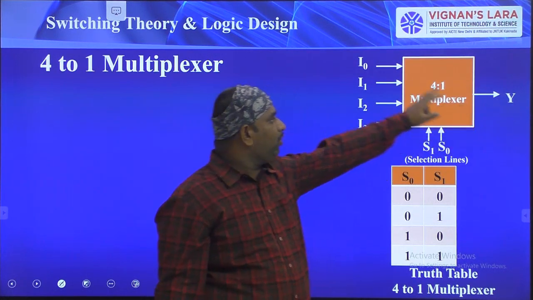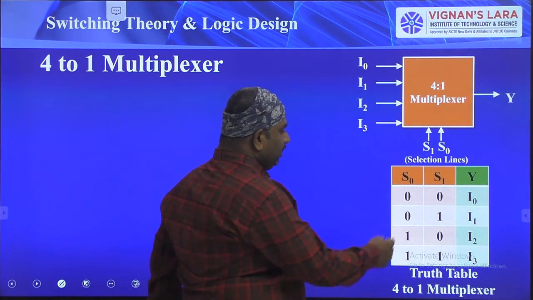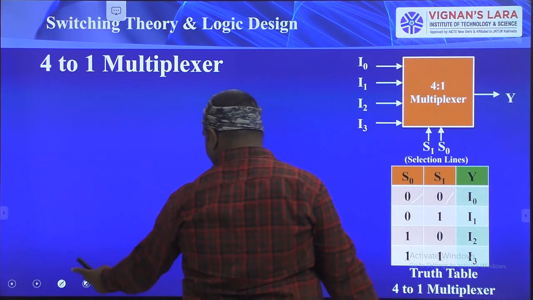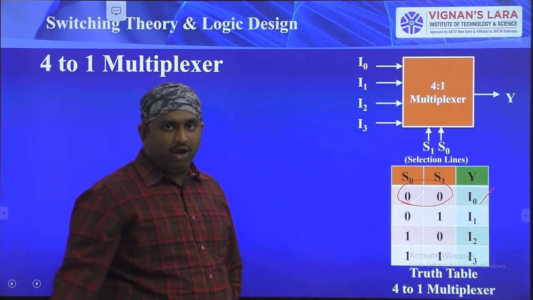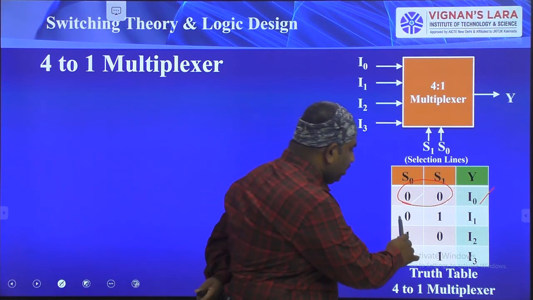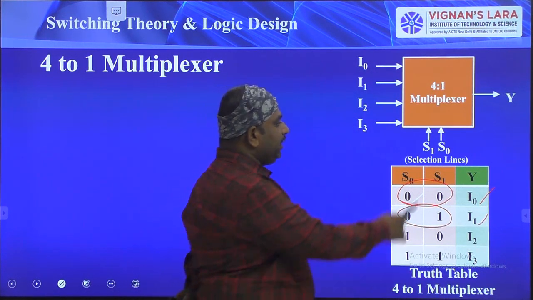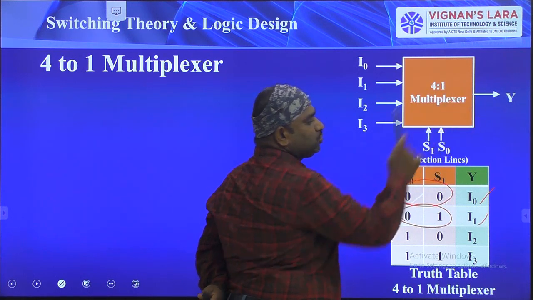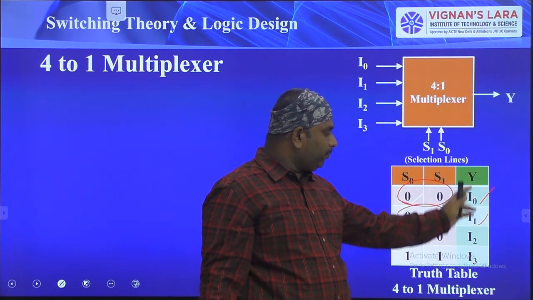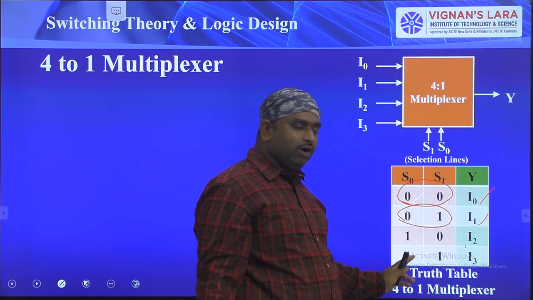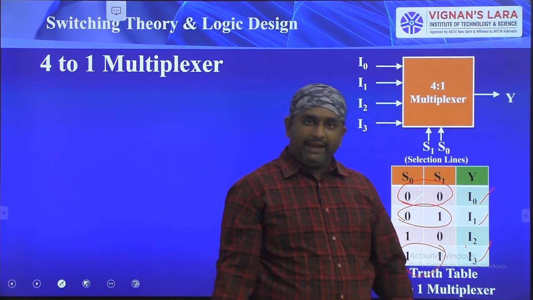Now output Y is equal to I0 if S0, S1 values are 0, 0. If S0, S1 is equal to 0, 1, then output Y is equal to I1. If you select 1, 0, the output Y is equal to I2. If you select S1 S0 as 1, 1, then output Y is equal to I3, right?